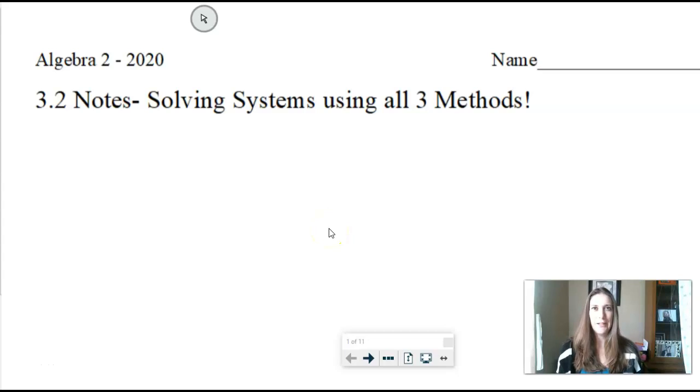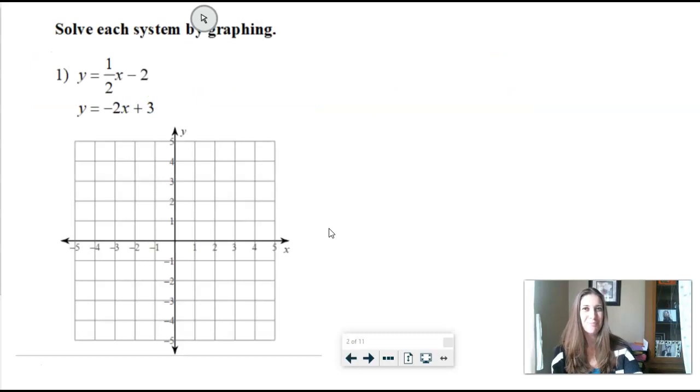We are back with a lesson on solving systems of linear equations. This is going to be a little bit of a review from Algebra 1. We're only going to be solving systems that have two linear equations right here on this lesson. And as you progress through your math, you're going to see other types of systems that you might solve. We're going to use all three methods on this lesson: graphing, substitution, and elimination.